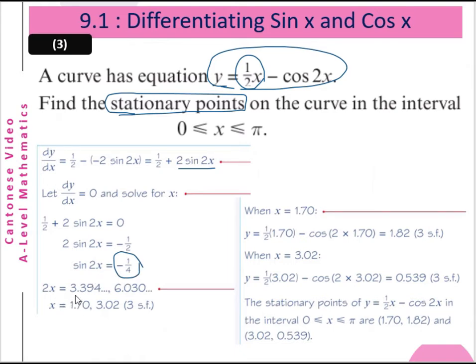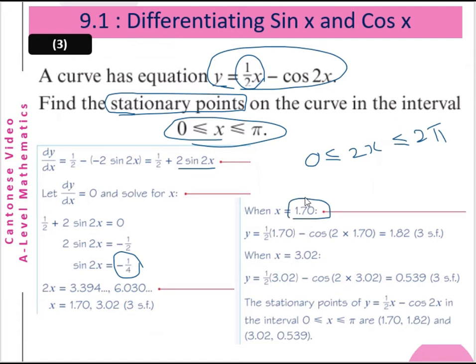So we get 2x is equal to 3.394 and 6.03 in radians. But remember that when x is from 0 to pi, 2x has to be from 0 to 2 pi. This is the range of 2x. So we get x is equal to 1.7 and 3.02 for this equation. When x is equal to 1.7, we substitute 1.7 into the original equation. We get y is equal to 1.82. If x equals 3.02, y equals 0.539. So we get 2 points here. One point is 1.7, 1.82, and the other point is 3.02, 0.539. These are the two stationary points of the curve y equals half x minus cosine 2x.